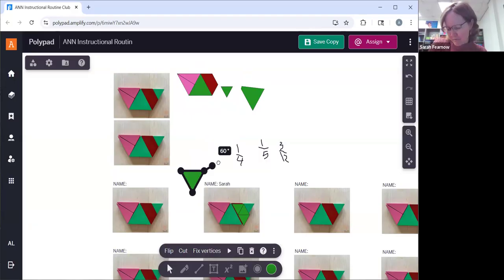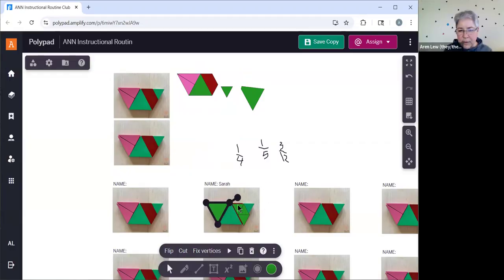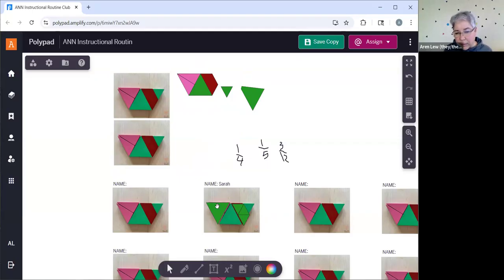And then I simplified that to 1/4. That was the first way I figured it out. Okay. So you first saw that the red trapezoid was the same as three green triangles, and then you saw that the big triangle was there three times, and each of those was like four small triangles. That's right. Okay. Great. Thanks, Sarah.